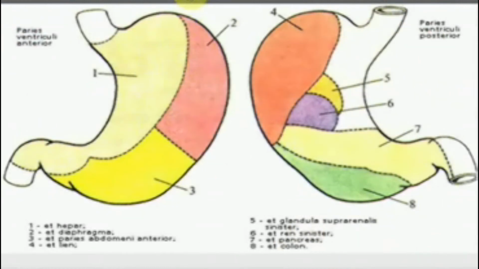Relations of the stomach. The anterior wall of the stomach is related to the diaphragm, the left lobe of the liver, and the anterior abdominal wall. The posterior wall of the stomach is related to the transverse colon, pancreas, left kidney and left adrenal gland, and spleen.